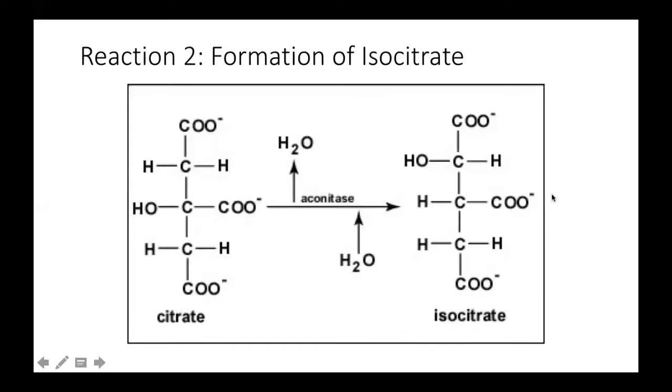This is followed by the formation of isocitrate. Citrate is rearranged by the removal of water molecules, followed by the addition of water molecules to a different carbon atom to form its isomer, isocitrate.